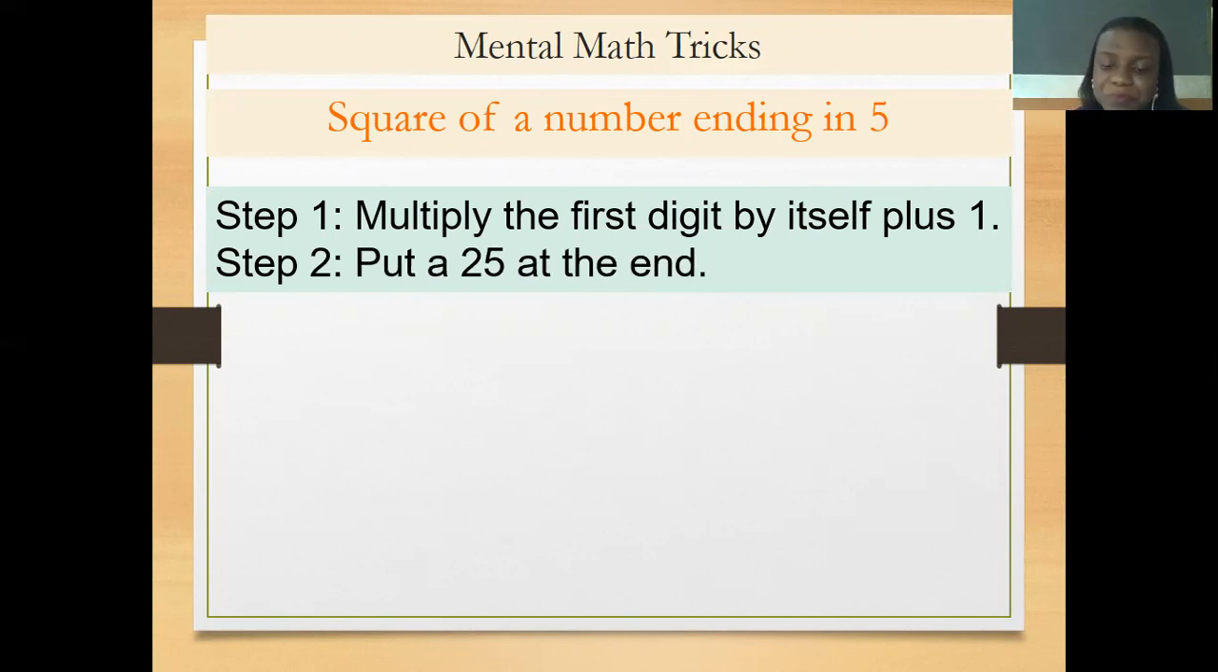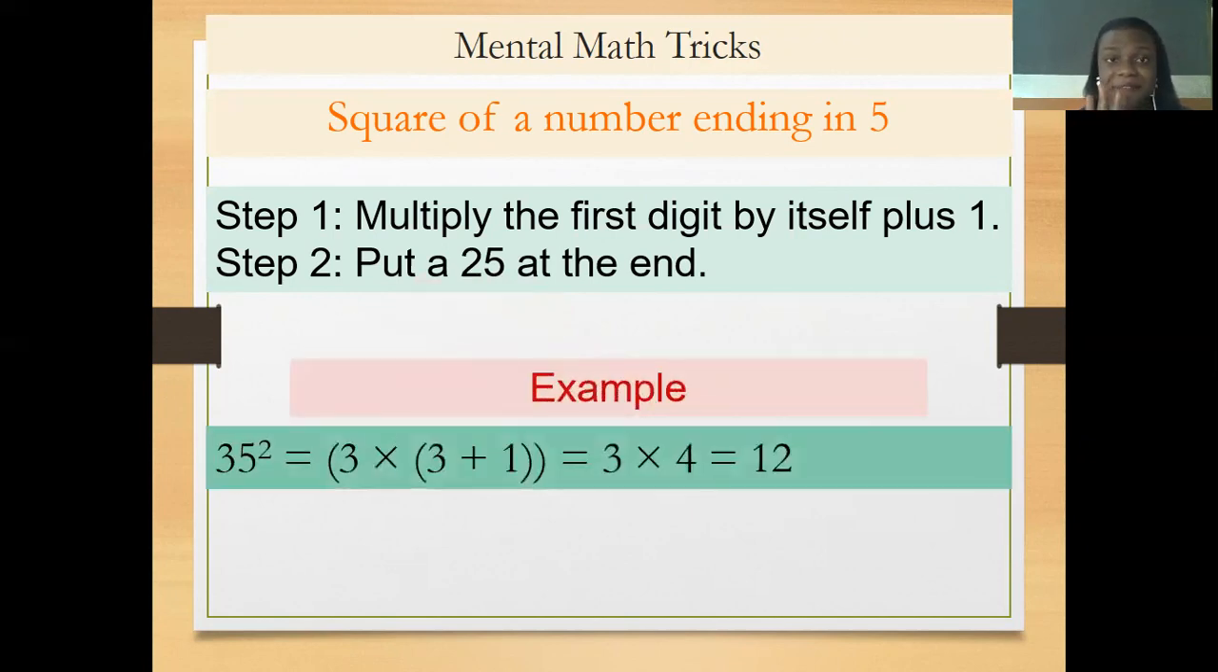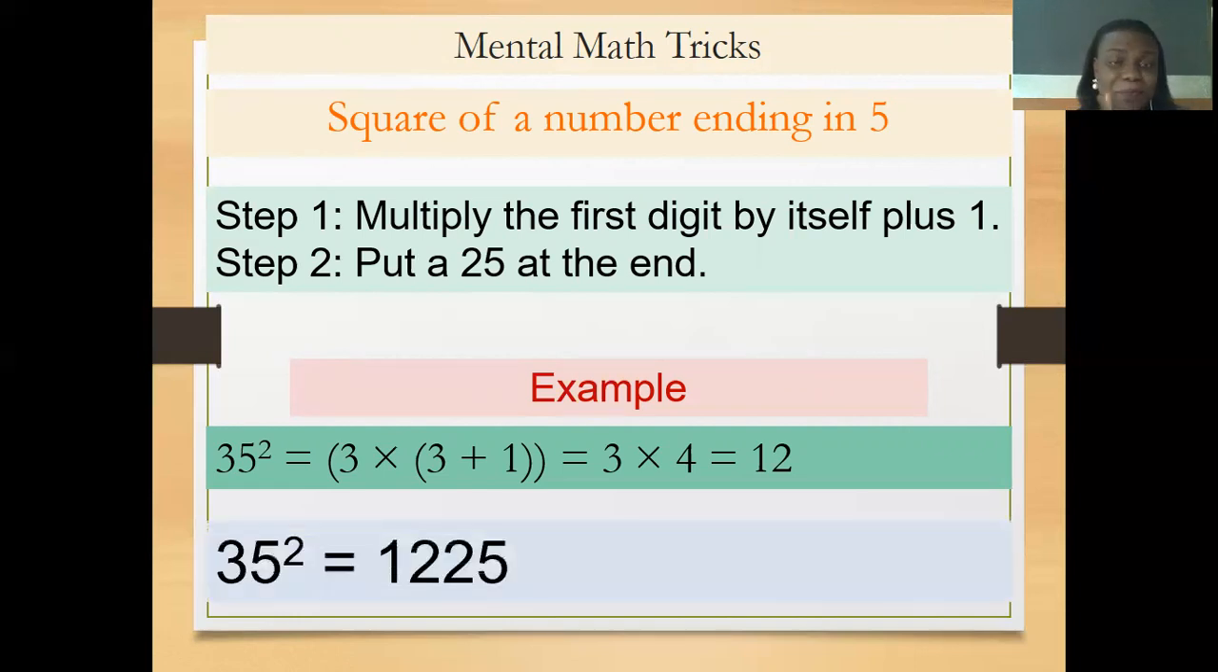Let me show you an example. Now we have 35 squared. You're asked to find 35 squared. Instead of going through the hassle of doing 35 times 35 with the usual multiplication, you can just pick the first digit. In this case, we have 3 as our first digit. So you do 3 plus 1, which is 4, and then you do 3 times 4. That gives us 12. Now, all you need to do is put 25 at the back of 12. That gives you 1225. And that's the answer. So it's far easier and faster than the usual multiplication of 35 times 35.